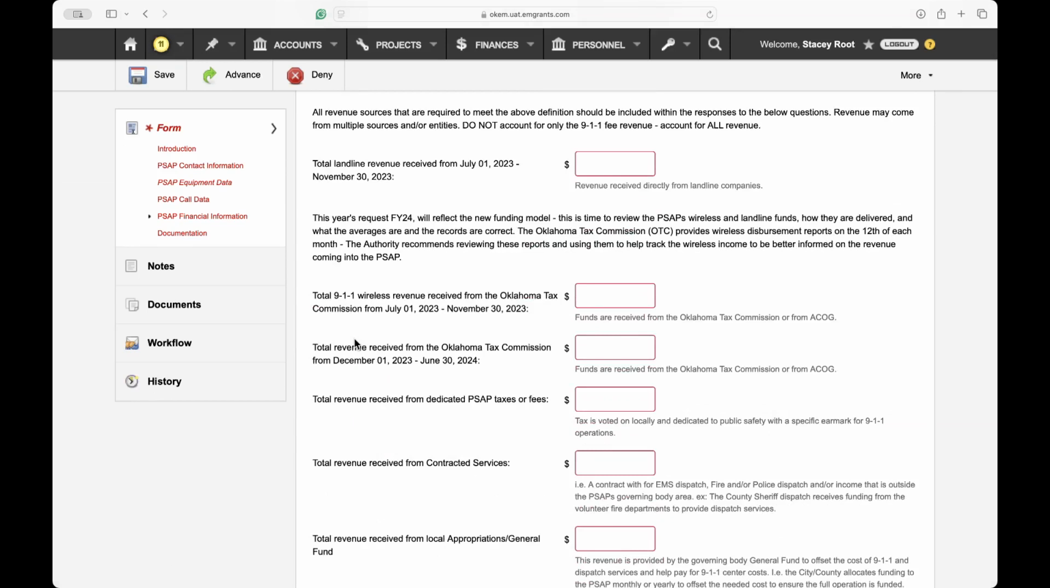That landline revenue that's collected after December 1st would be added to what the Oklahoma Tax Commission receipts sent to you. So we didn't capture that within the questions here, but total revenue received in Oklahoma Tax Commission from December 1st to June 30th does need to include any landline revenue that may have come in that first 30 to 90 days.